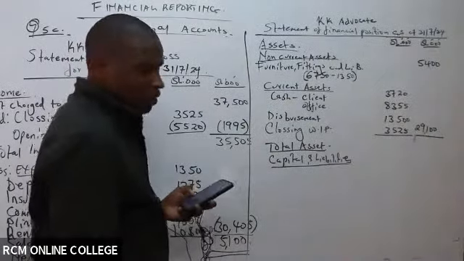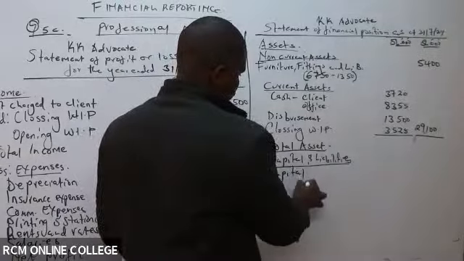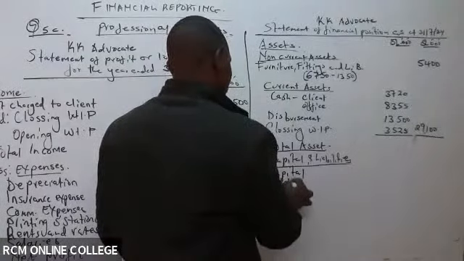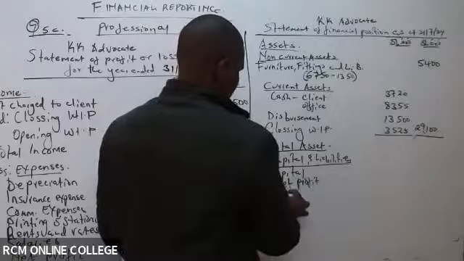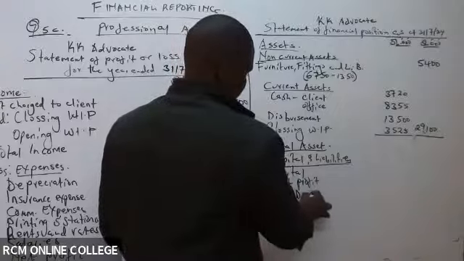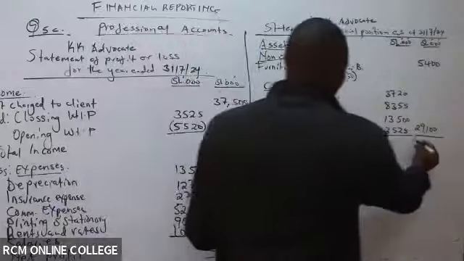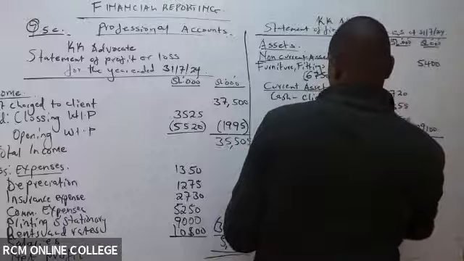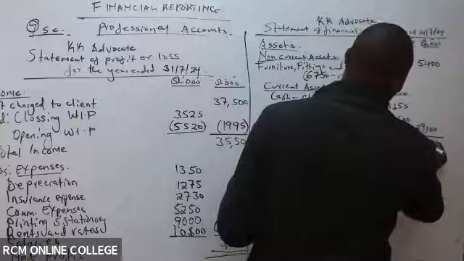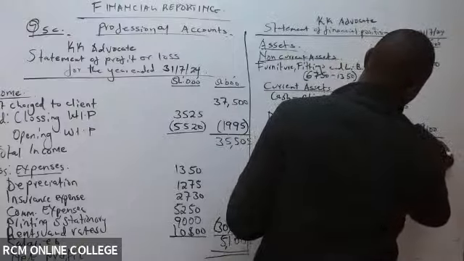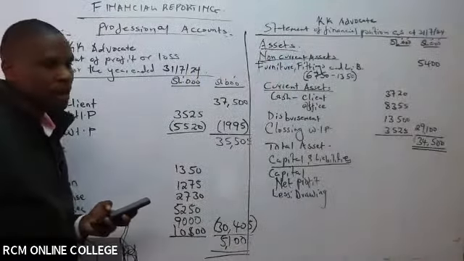Then we go to, I see we have capital hapa, capital, then net profit, less drawing. 34,500. Why did I underline this? I should not. I should underline there. 34,500.